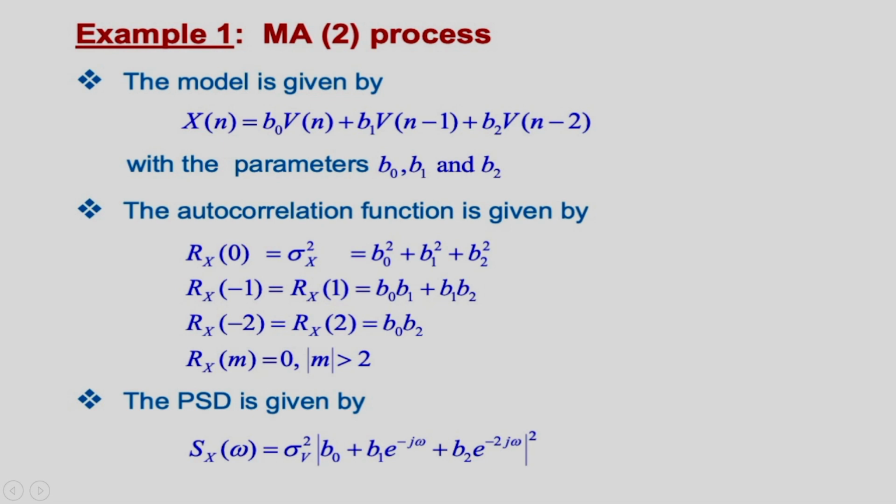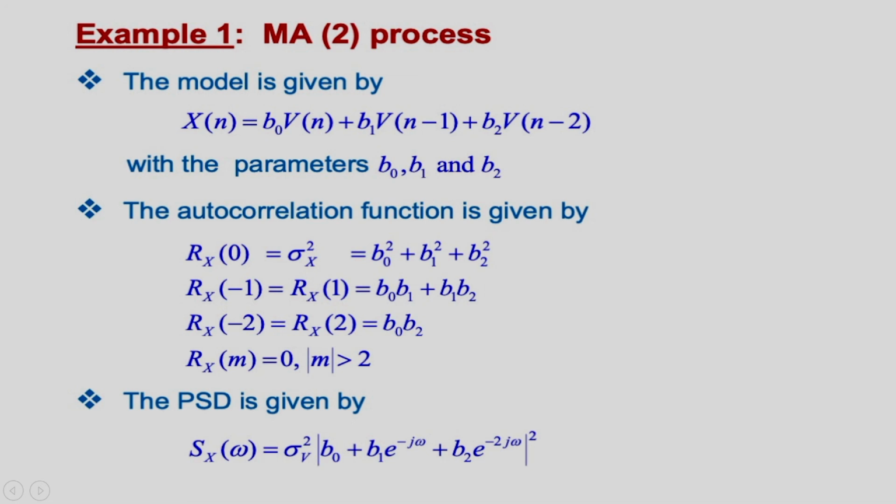We will give an example, an MA(2) process. The model is given by x[n], the WSS signal, equal to b0 v[n] + b1 v[n-1] + b2 v[n-2]. Therefore, 2 is the value of q. So, 3 parameters are there: b0, b1 and b2. v[n] can be considered as unit variance white noise, because any variance can be absorbed in terms of b0.